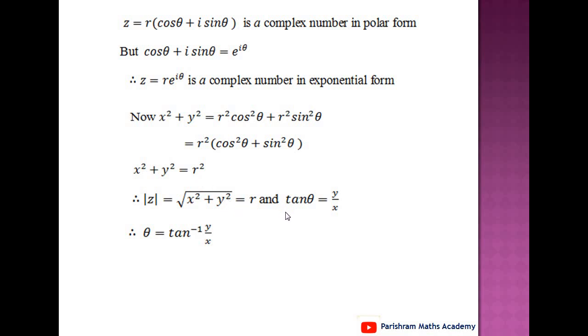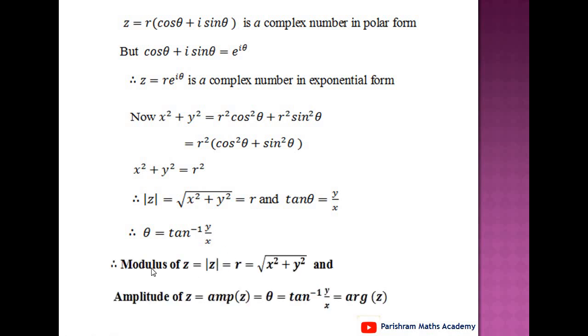And from the values of sin theta and cos theta, we get tan theta equals y upon x, and therefore the value of theta is tan inverse of y upon x. And therefore we get the result: modulus of z, mod z, equals r, equals root of x square plus y square, and amplitude of z, denoted by amp z, is theta equals tan inverse of y upon x. It is also called the argument of z. Therefore r is root x square plus y square, and theta is tan inverse of y upon x. These are the relations between Cartesian and polar coordinates.